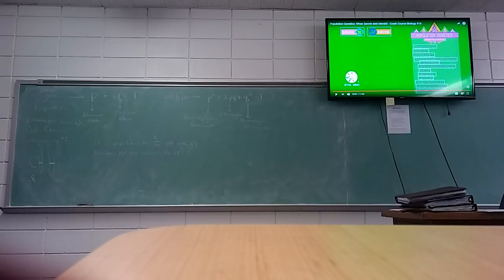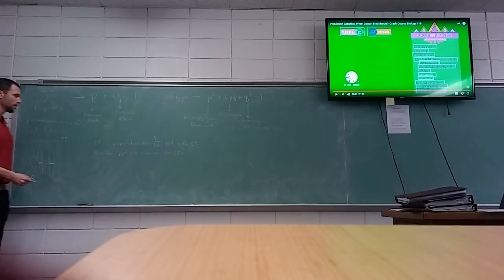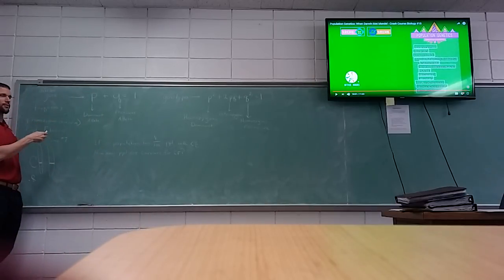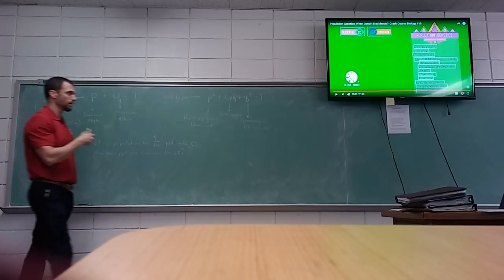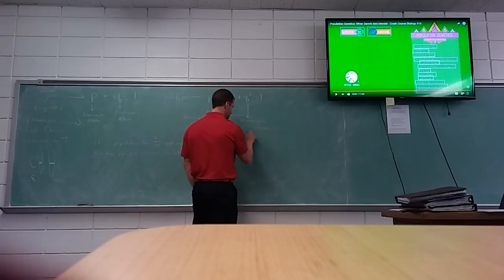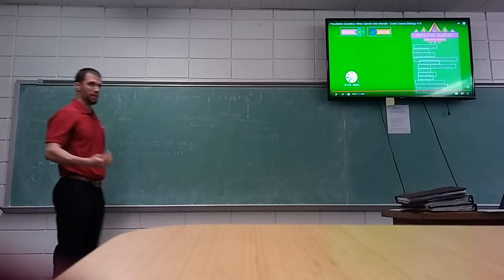Q? Q squared. Yeah, you're close. So Q squared, because we know that cystic fibrosis is a homozygous recessive disorder. So we know that you have to have 2 of the little c's to get it. So this is telling us that 0.04, or 4%, of this population is homozygous recessive.